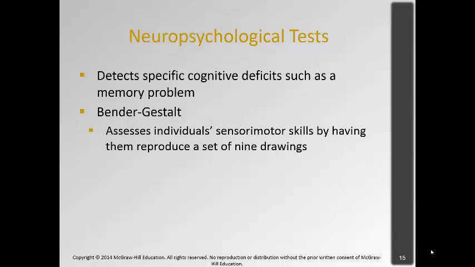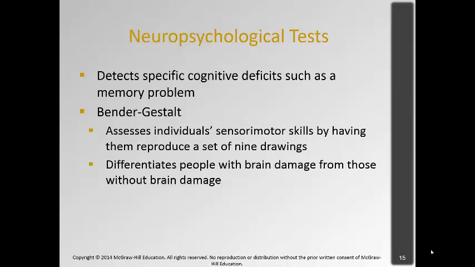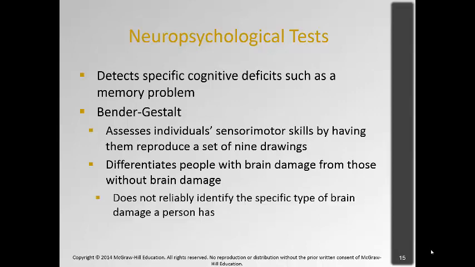It's a very comprehensive test battery, and it assesses individual sensory motor skills by having them reproduce a set of 9 drawings, and it differentiates people with brain damage from those without. But it doesn't reliably identify the specific type of brain damage a person has. So you can see when people do the test that there's something wrong with them, but we don't know exactly what area of the brain is damaged.